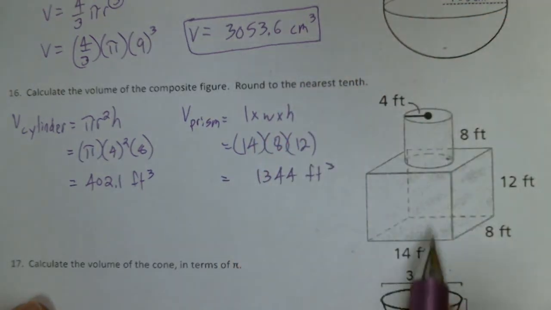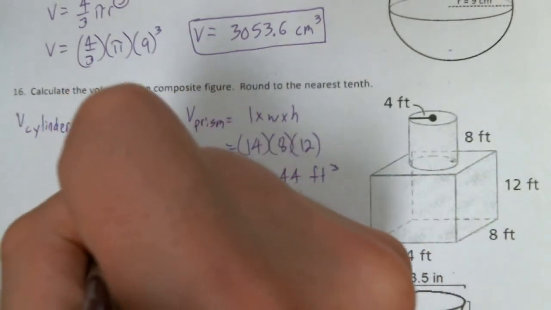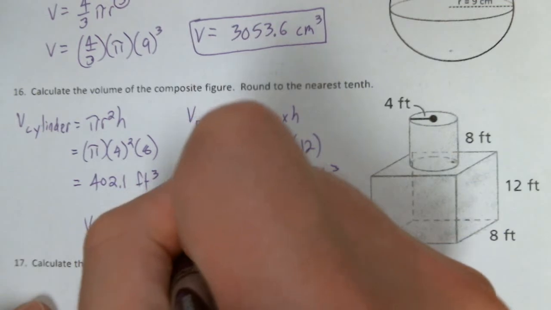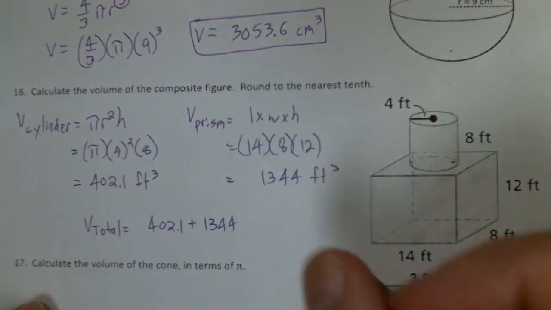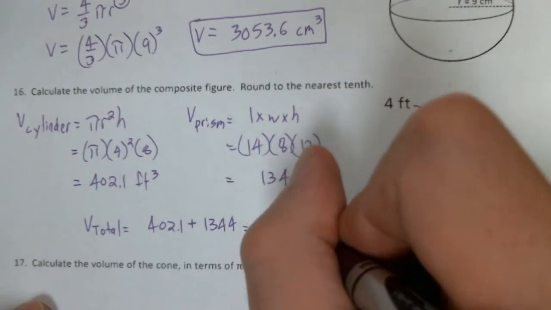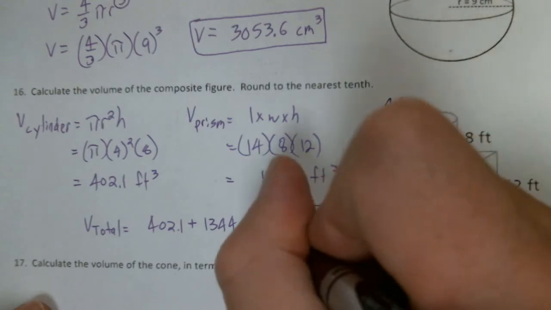Now it's a composite figure, so if I want the volume of the total, then I just add those two numbers together. So I'll say volume of the total is equal to the 402 for the cylinder plus the 1344 for the box, and that comes out to be 1746.1 feet cubed.